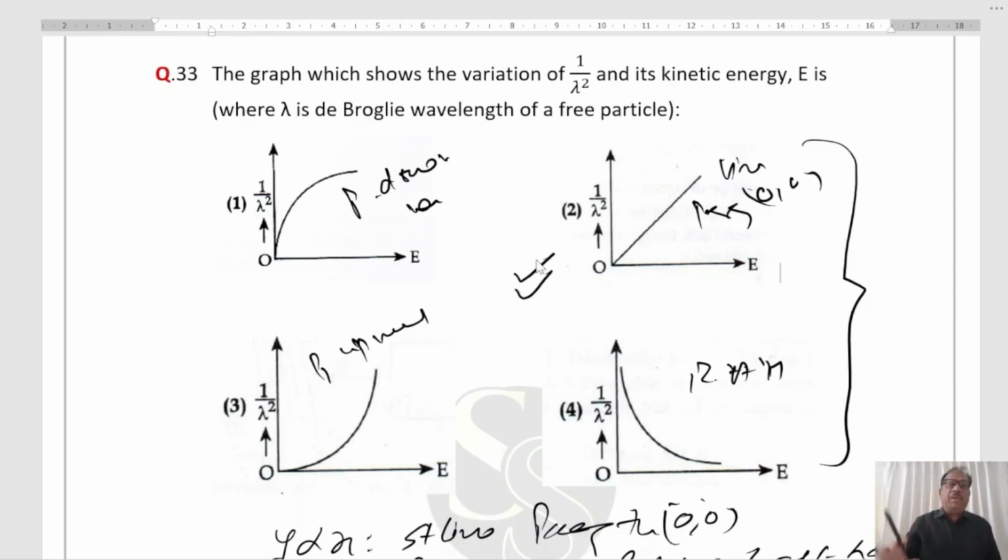Again repeating, in graphical questions always consider whichever parameter is given as x on the x-axis, take the other as y, and draw the relation between these. In this case, this is a parabola downward, this is a straight line passing through the origin, this is a parabola upward, and this is a rectangular hyperbola, when the product of the two quantities is constant.